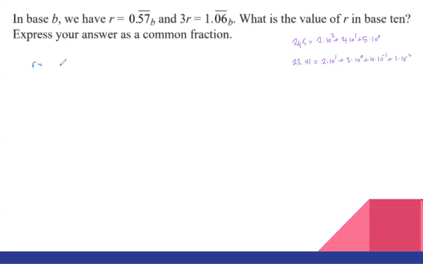Our first number R is 0.57, and 57 is repeating in base B, right? Which can be written as 5 times B to the negative first plus 7 times B to the negative second. And since that 57 will repeat forever, so that would be 5, 7, 5, 7, 5, 7. You can continue this forever, okay? If you keep doing this, that would be 5 times B to the negative third, 7 times B to the negative fourth, and you can keep writing all these repeating parts.